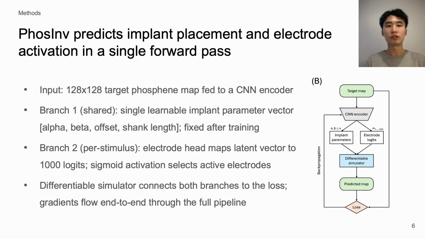And the second branch is per stimulus. An electrode head maps the latent representation to 1,000 logits, and a sigmoid turns those into the active electrode mask, chosen freshly for each target. Crucially, a differentiable simulator connects both branches to the loss, so gradients flow end to end through the whole pipeline. The result is that PhosInv predicts both the electrode placement and the electrode activations in a single forward pass.